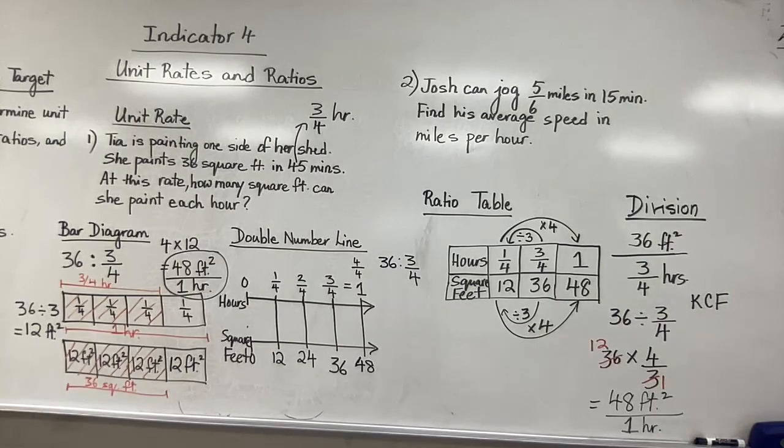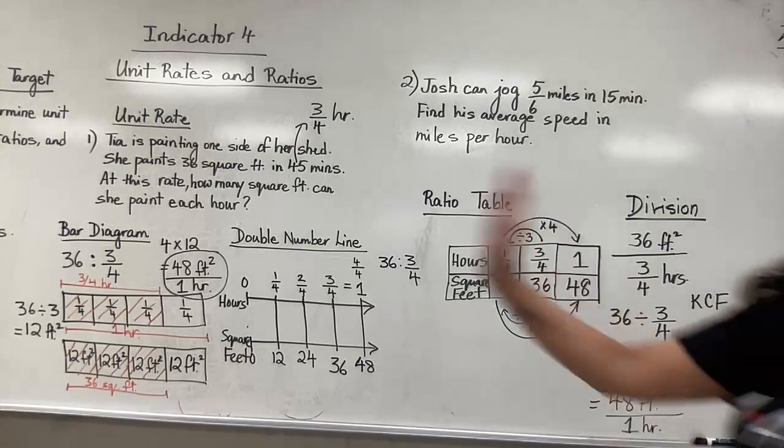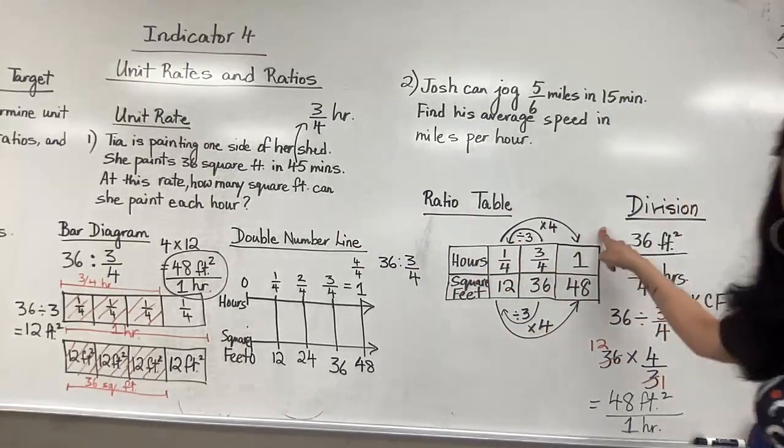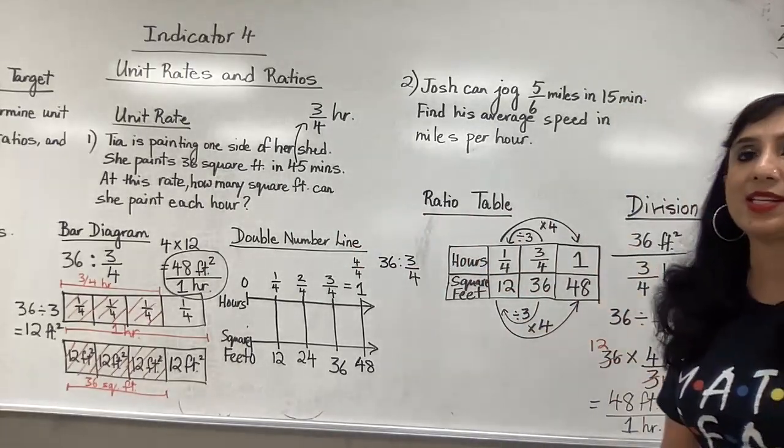Okay, so these are the 4 different methods we are using in order to solve this. And I'm going to go ahead and do one more problem using the 4 methods, so this becomes very familiar and easy for you all to do. All right, so just remember any of these 4 methods: bar diagram, double number line, ratio table, and division. Okay, so let's look at the next problem.